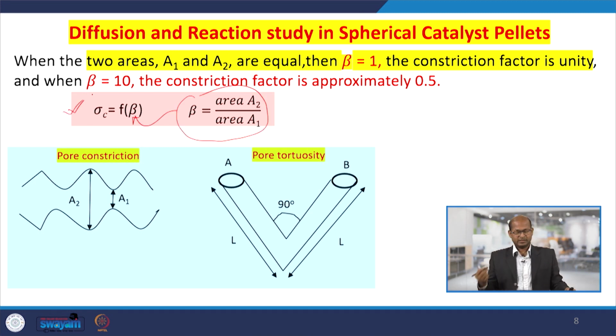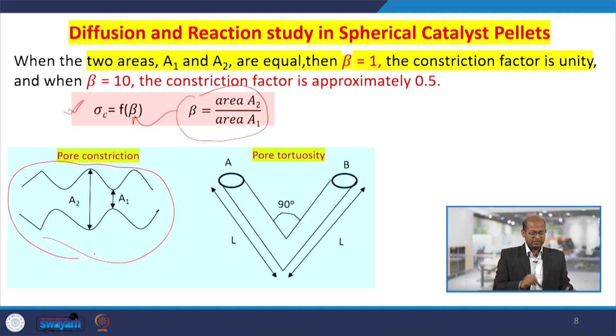sigma c, that is the constriction factor, as a function of beta, where beta equals area A 2 by A 1. So, A 2 by A 1. So, here you can see inside of the pore, here the area is A 1 and at this particular location the area is A 2. So, at different locations inside of the pores, the pore area may be different, and beta is the ratio of two different areas, and the constriction factor is a function of that beta.